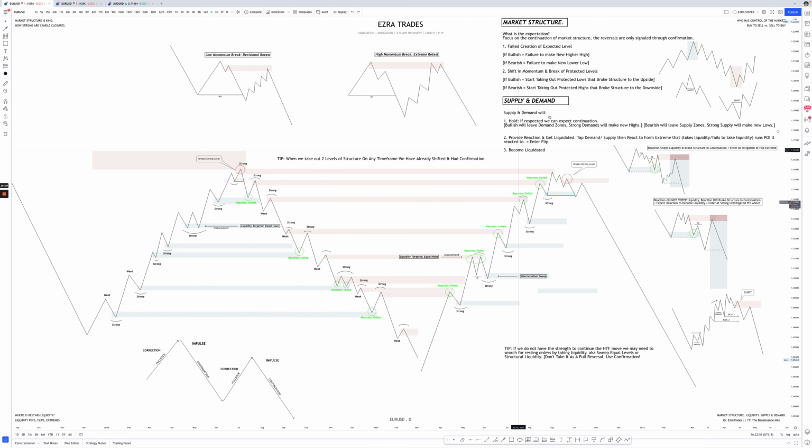So the main idea behind that, what I wanted to explain, is focus on continuation of market structure from the higher time frame, right? Reversals are only signaled through confirmation. So if the higher time frame, if we're 4 hour and 15 minute, let's say we are bullish, right? Keep taking bullish price action. Don't get deceived by shorts when the higher time frame is bullish.